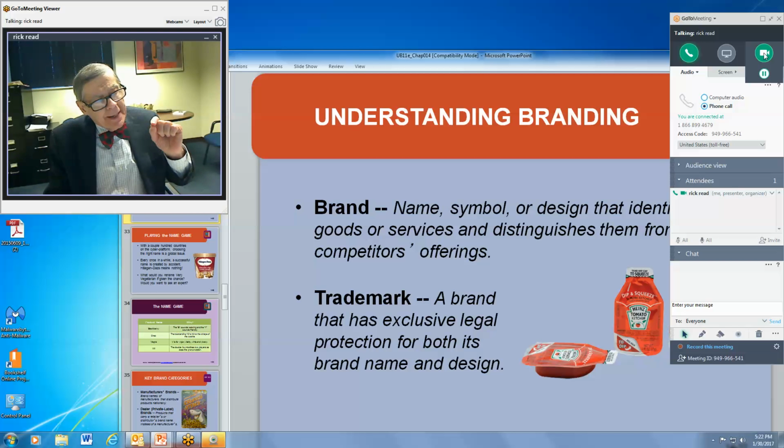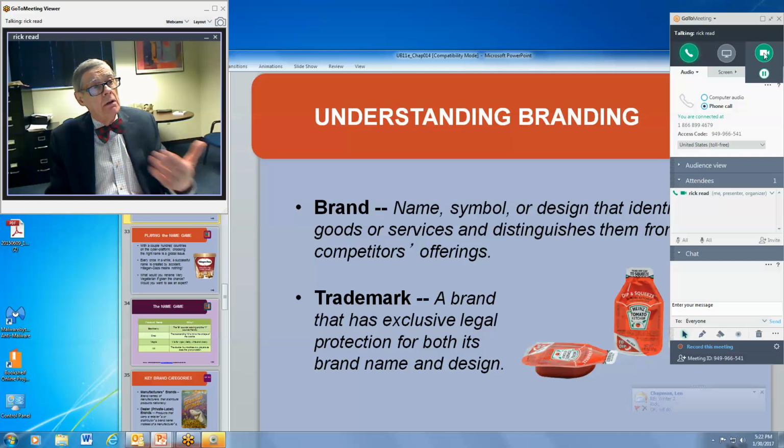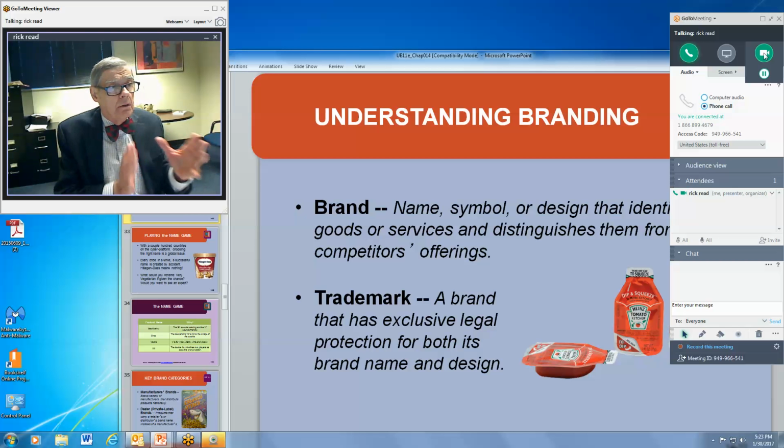A trademark is more specific in that it is a brand that has exclusive rights to use a particular name. And notice it has legal protection. So Scotch tape has legal protection for Scotch brand tape. Same way with Kleenex, legal protection for that particular type of facial tissue. So those are things that are protected. Nobody else could use that.